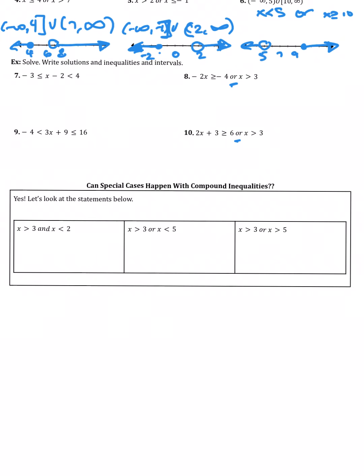The variable is stuck in between 2 values, meaning it has to be true for both. Both things have to be true.